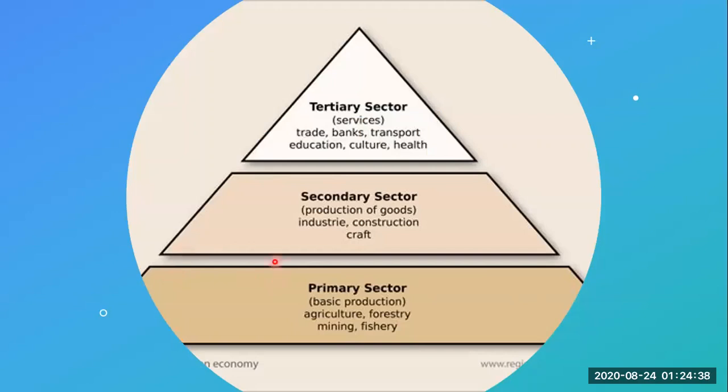And one more time, we have the primary sector or basic production, everything that comes from nature. We have the secondary sector or production of goods. And we have the tertiary sector, which is about services. Which one is the first of all of them? Primary, obviously, not only by the name, but also because without this, we wouldn't have the secondary or tertiary.